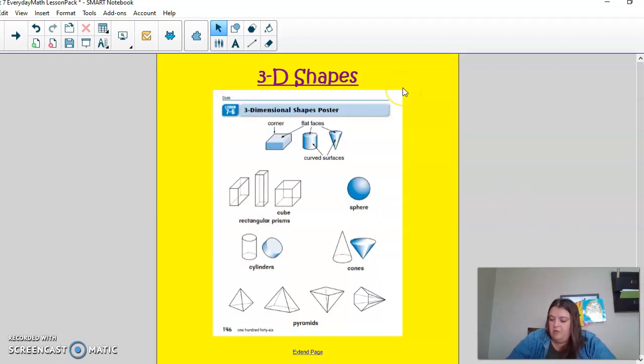So in your math journal, on page 146, this is a poster that is shown in your page. Go ahead and you can just look through that to see the different types of 3-dimensional shapes that we've been talking about.